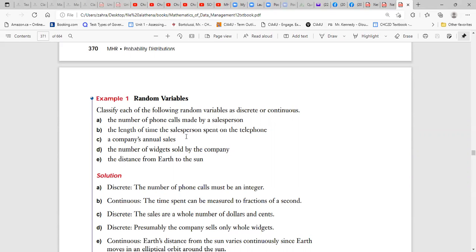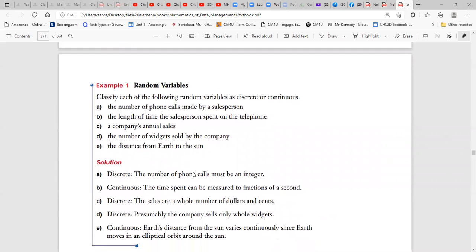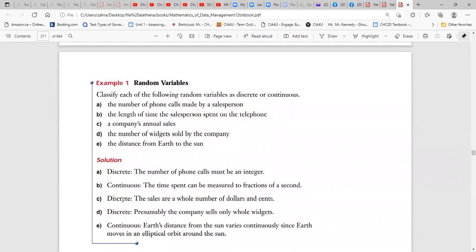The length of time the salesperson spent on the telephone. The time could be in minutes, hours, or seconds, so it's very continuous. It's going to be 1.2 hours, 0.3 hours. It's going to be continuous. The compressed annual sales would be discrete, maybe you are just rounding that to whole dollars. The number of widgets sold by the company is going to be a whole number.